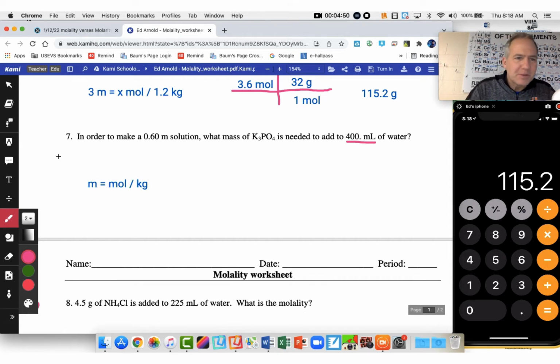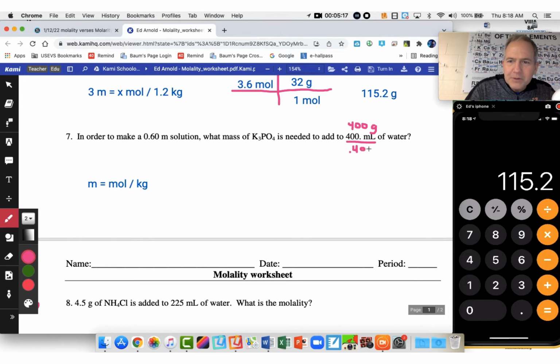So what this really means is that it is 400 grams of water. Now we don't want grams of water, do we? We want kilograms. So how did we convert to kilograms? We're going to move the decimal place 3 spots over. So it's 400 grams, or 0.4 kilograms.